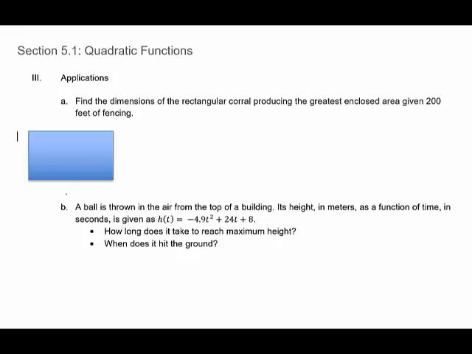Okay, so what I know about this rectangular corral, it would have a length and a width. And I do know that the perimeter of a rectangle is 2 times the length plus 2 times the width, and the area is the length times the width. In the case of this example, the perimeter, or the distance around this rectangular corral, is given as 200 feet.